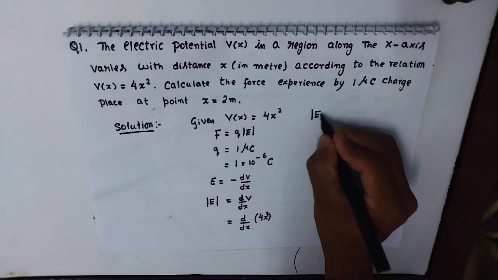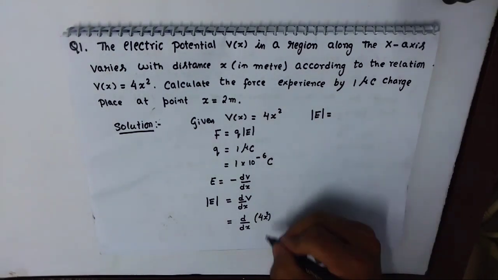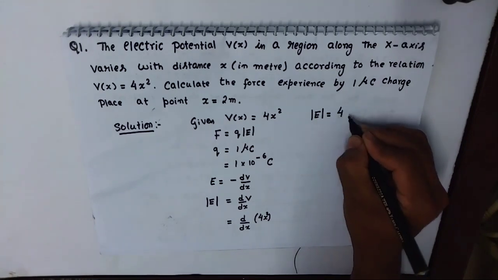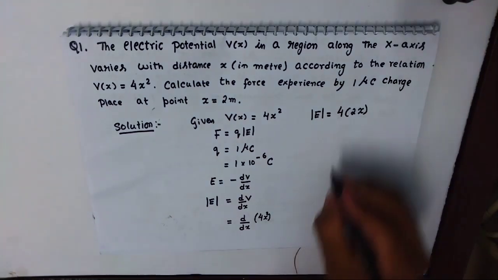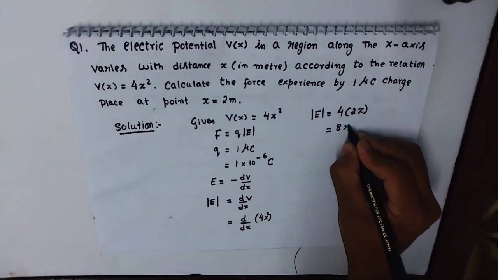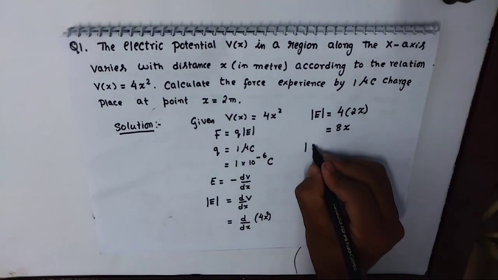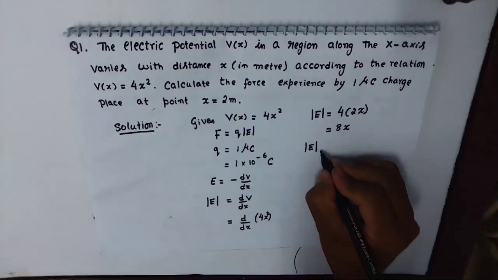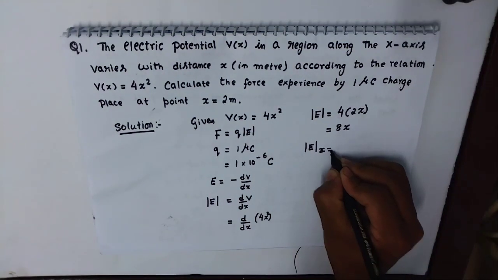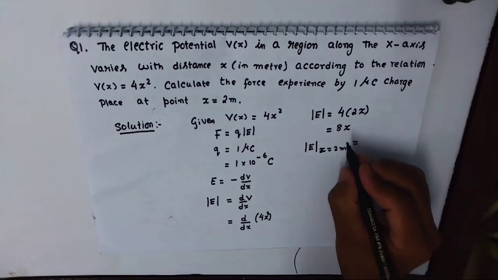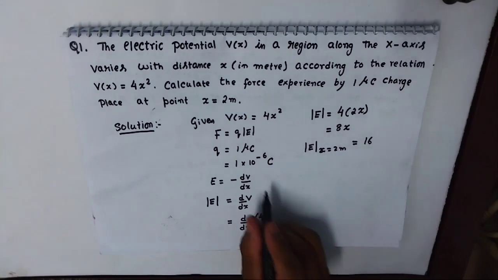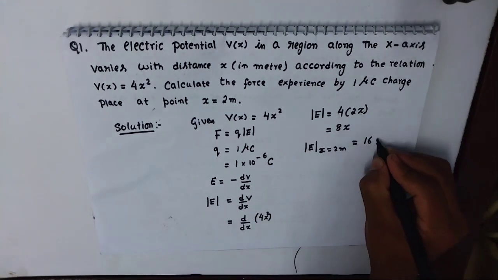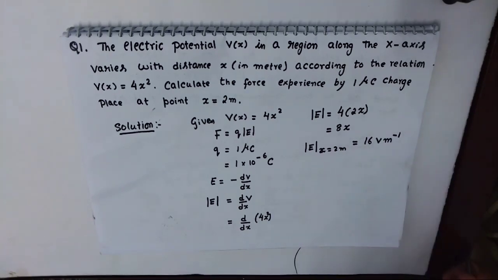So this is equal to d dx of 4x squared. 4 I'll take out. D dx of x squared is twice x, so this is 8x. So the electric field at x equal to 2 meter is 8 into 2, which becomes 16. What's the unit of electric field? From here, volt per meter. So volt per meter. Now we want to calculate the force.